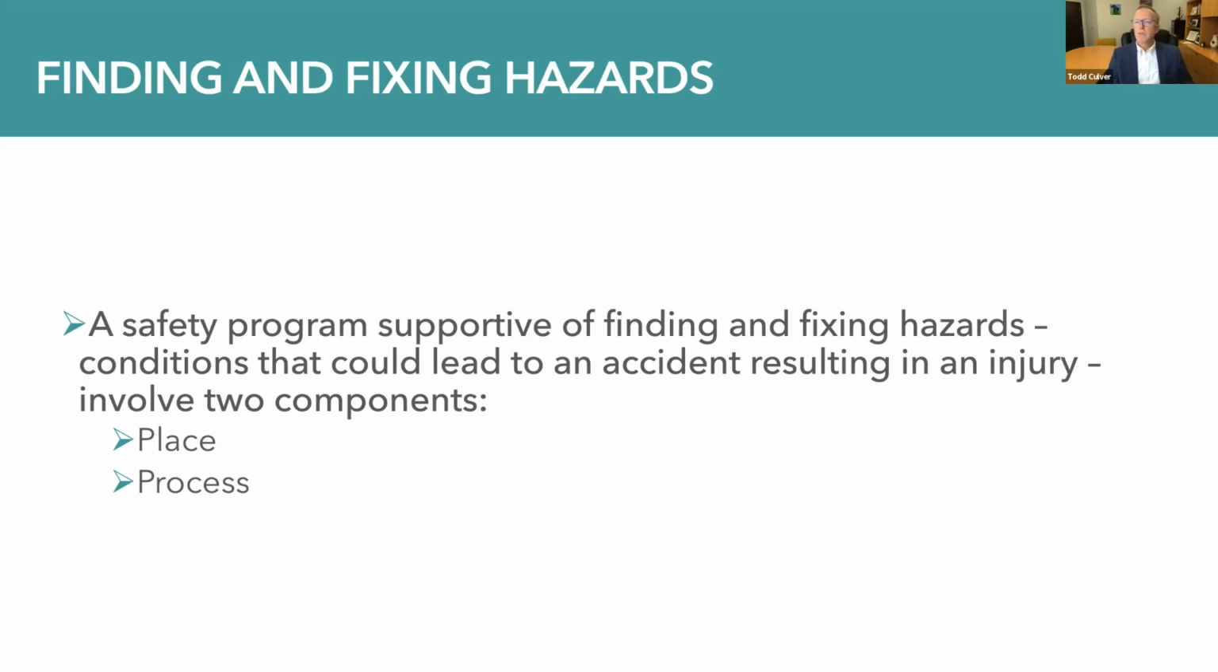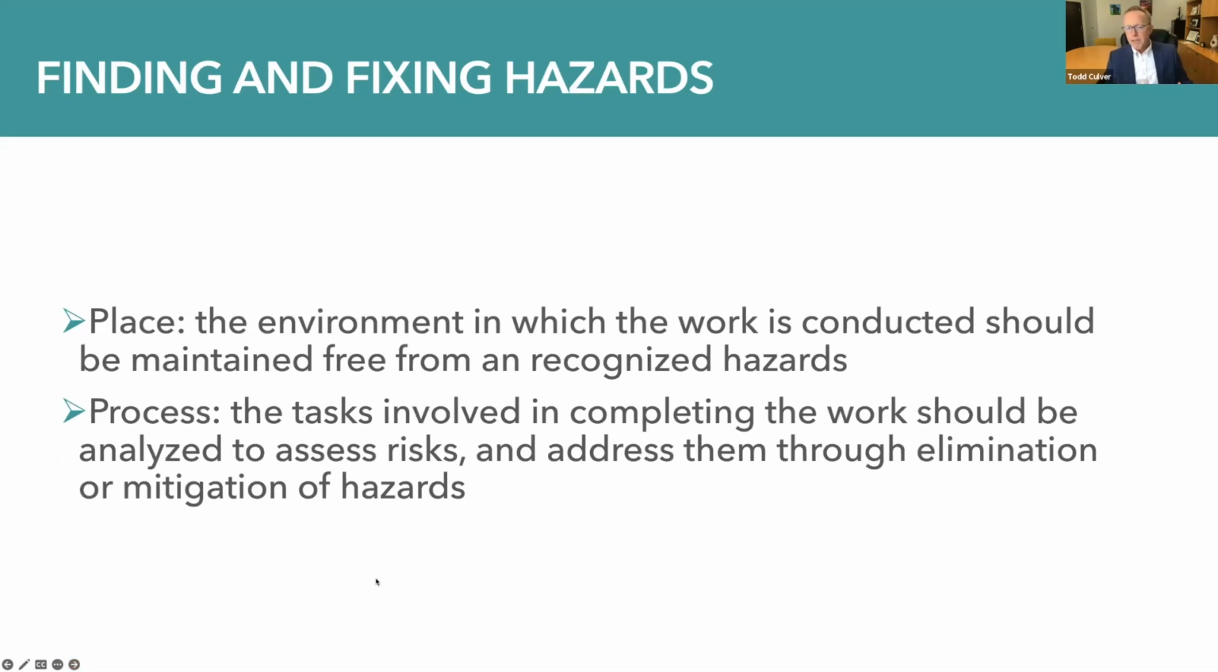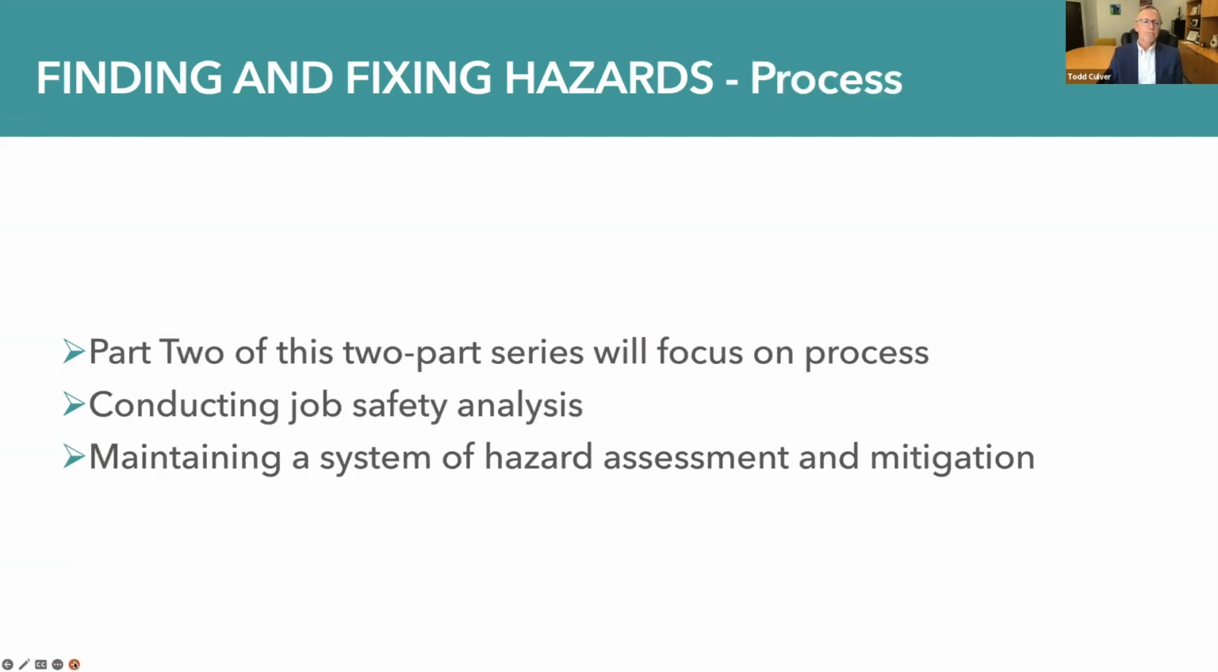They involve two components. The first is place, and the second is process. What I mean by place is the environment in which the work is conducted, and that it should be maintained free from any recognized hazards. What I mean by process is that the tasks involved in completing the work should be analyzed to assess risks and address them through elimination or mitigation of those hazards. Part 2 of this two-part series will focus on process, specifically conducting a job safety analysis, as well as maintaining a system of hazard assessment and mitigation.